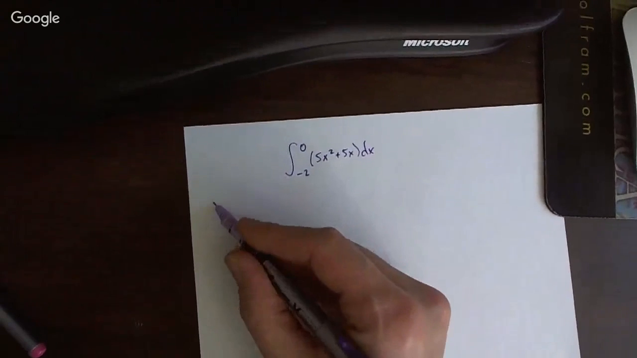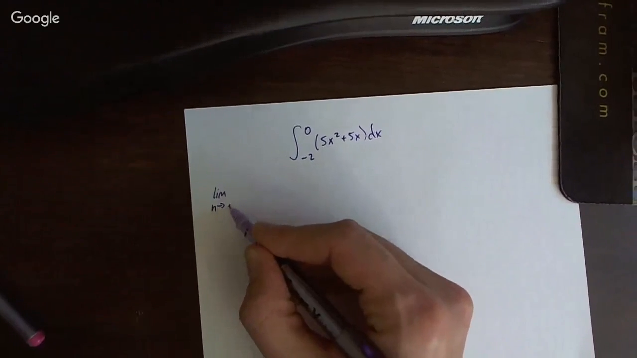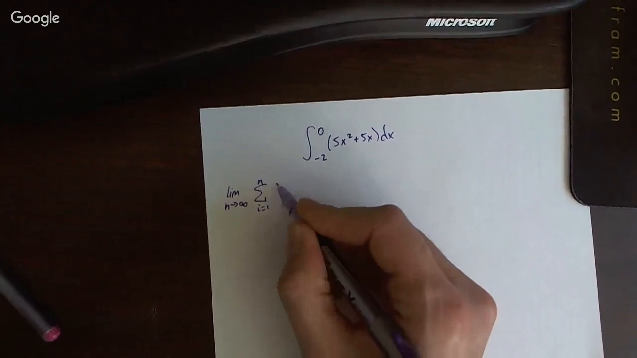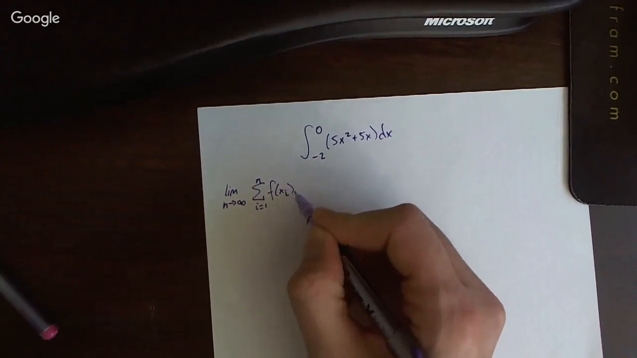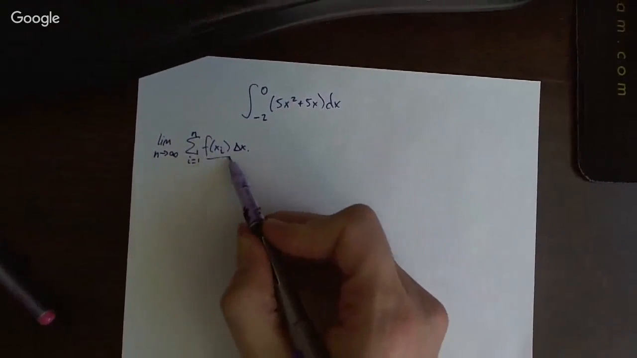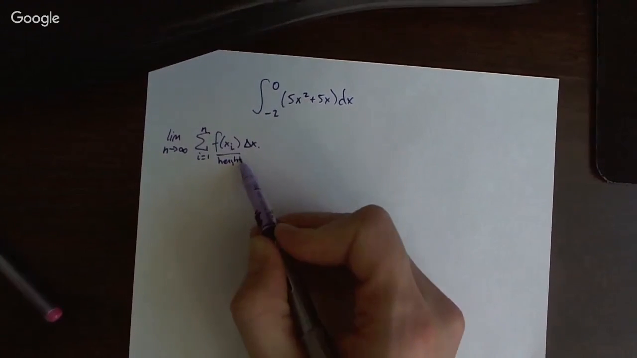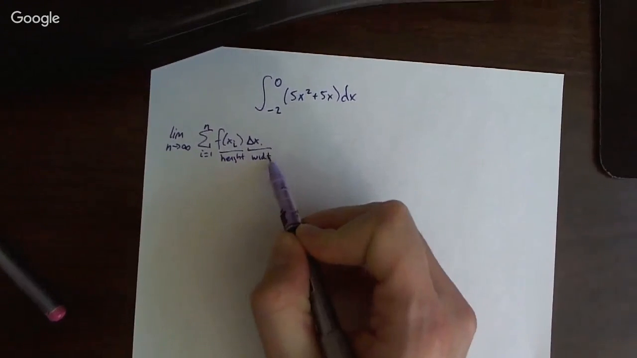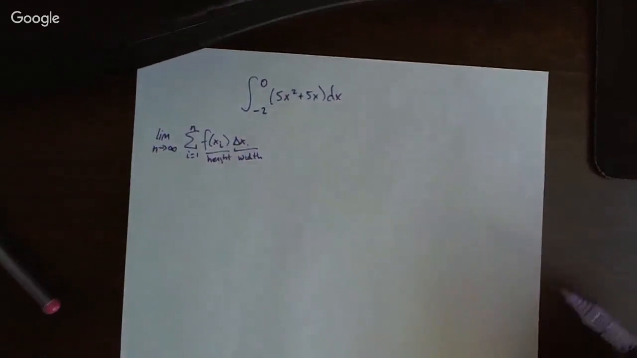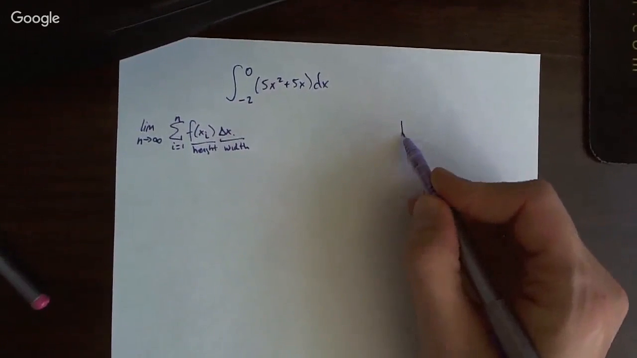It was the limit as n goes to infinity of the sum from i equals 1 to n of f of x i delta x. All right, and we have to remember what these are. This is the height of the rectangles, and this is the width of the rectangles. So let's first figure out what the width is. We're going to set up our interval and break it up into n tiny pieces.